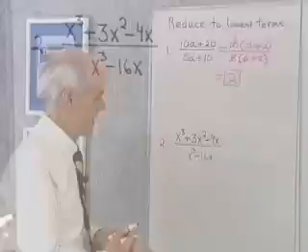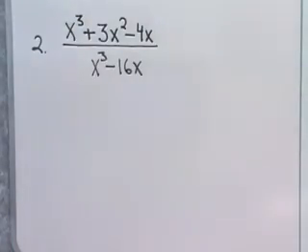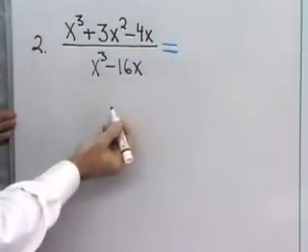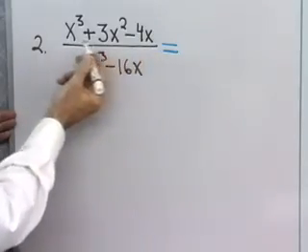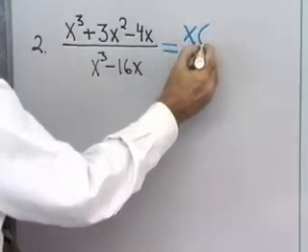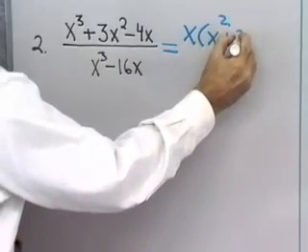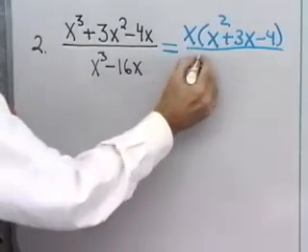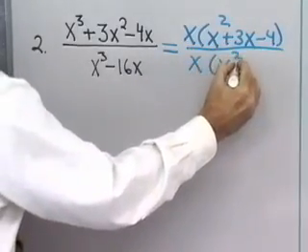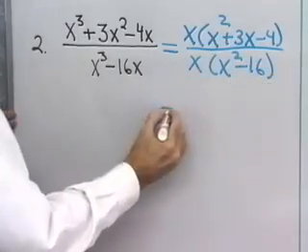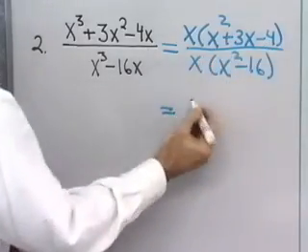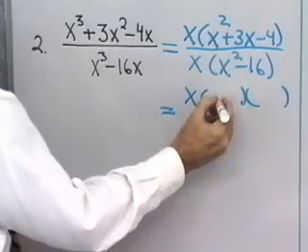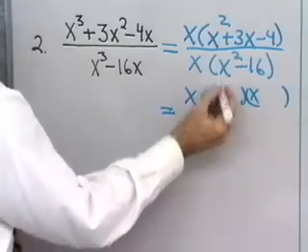Let's try another problem. Here I have the ratio of two polynomials, so this is a rational expression. I want to reduce it to lowest terms. I'll begin by factoring the numerator by taking an x outside and writing down what's left, x squared plus 3x minus 4. The denominator I'll also factor an x out, and what's left is x squared minus 16. Now I want to factor completely, and I see that this trinomial may factor again itself. If it does, it factors into the product of two binomials, so I'll have an x and an x to multiply and give me x squared.